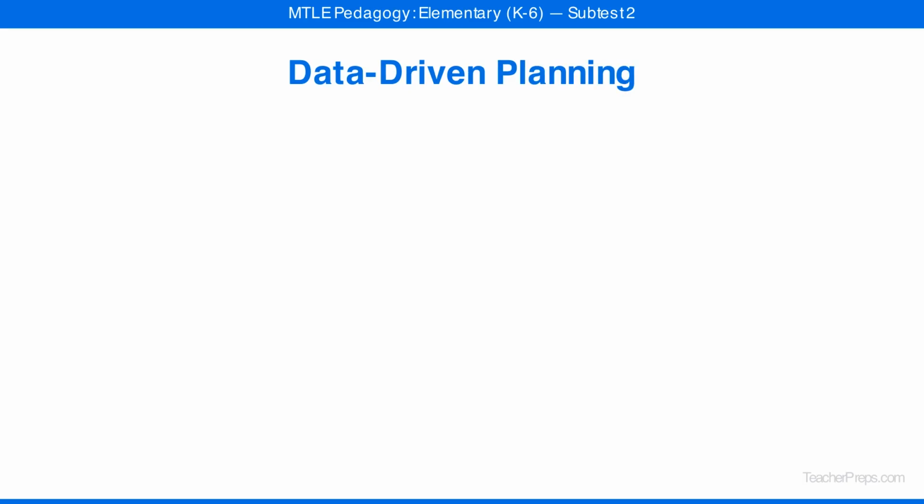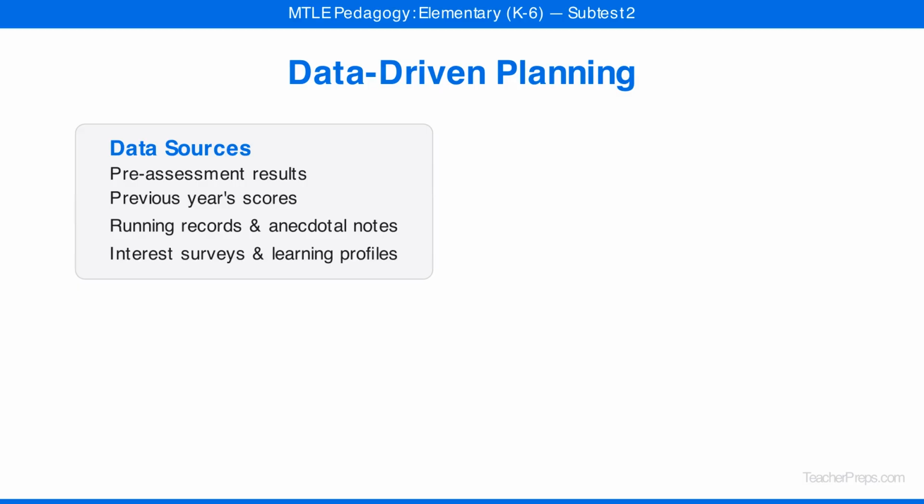Now let's talk about using data to guide planning decisions. Teachers draw on many types of data: pre-assessment results, previous year's test scores, running records, anecdotal notes, student interest surveys, and learning style inventories. This data helps you set specific, measurable learning goals for a lesson or unit. It also helps you select appropriate instructional approaches.